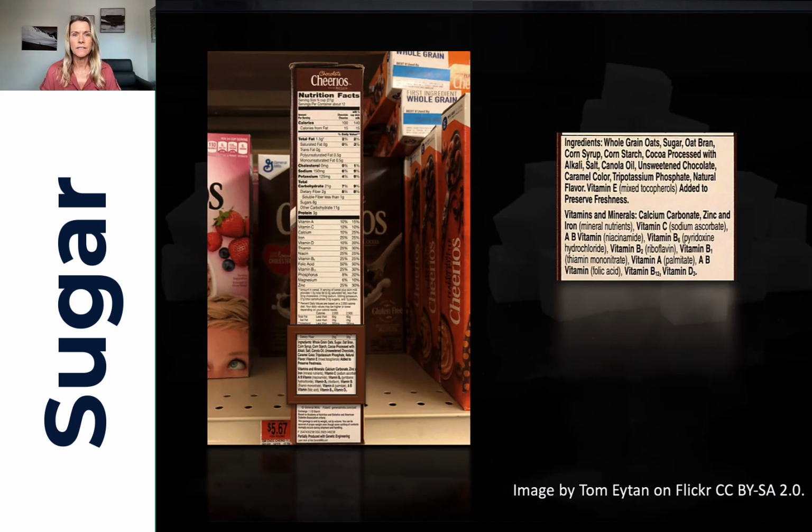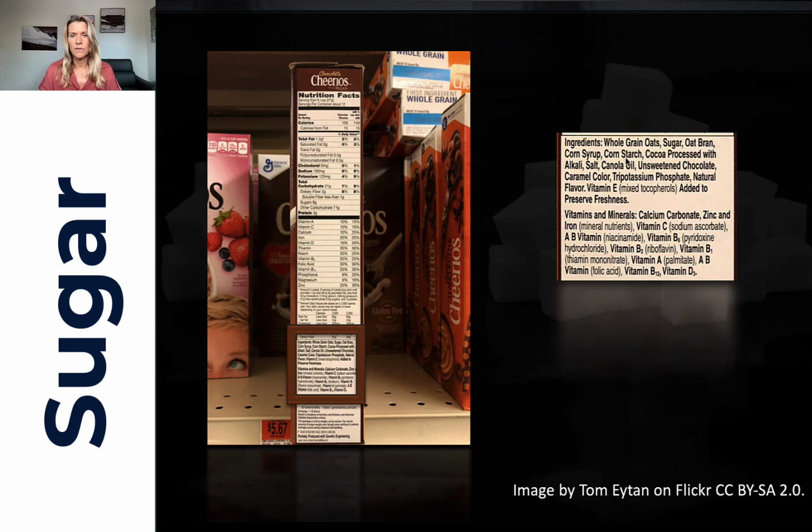So let's just take an example, and this is Cheerios, chocolate Cheerios, because of course we need chocolate in our Cheerios, right? And let's take a look at the ingredient list. We have whole grain oats, and what is the second ingredient is sugar. Then we have oat bran, and then we have corn syrup. So right away, the second and fourth ingredients are added sugars.